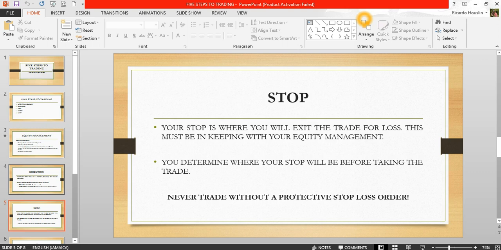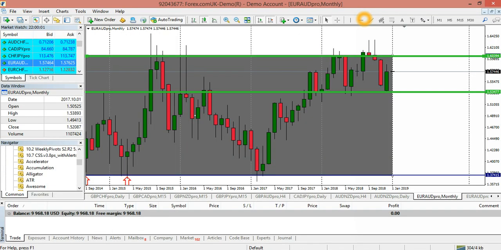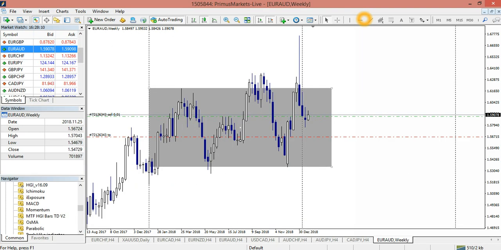Number 3 is my stop. All right. Where am I going to put the stop? Now, if I trade the highest time frame, let me see. Yeah, something's wrong with this chart. Yep. Something's wrong with that broker on the chart. I'm not even going to use it.